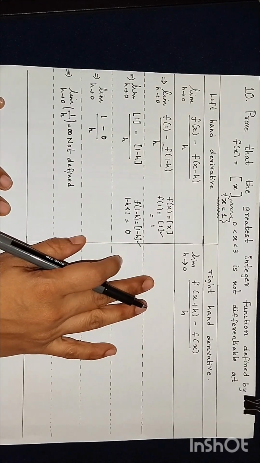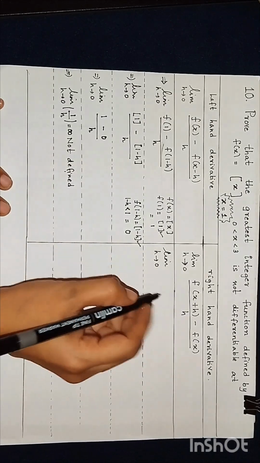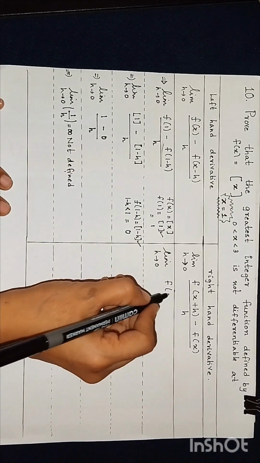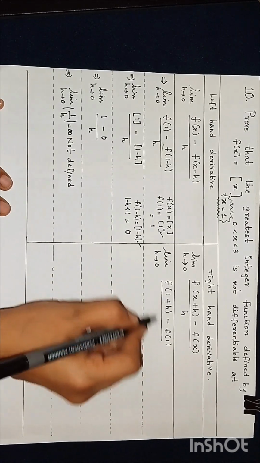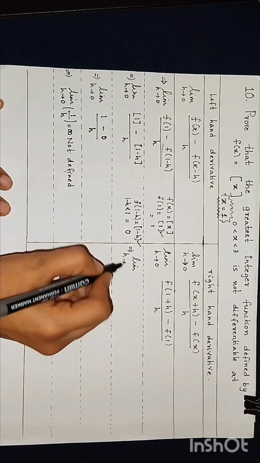Now let us check for the right hand limit. Limit h tends to 0, f of x plus h. In the place of x we will write 1 plus h, minus f of 1, divided by h. So this implies limit h tends to 0.